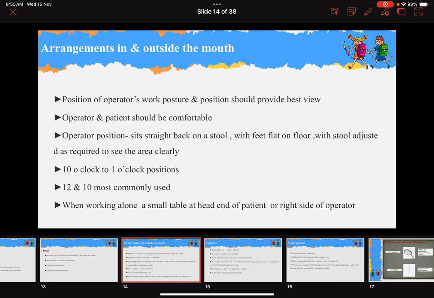Operator and patient should be comfortable. The operator sits with a straight back on a stool with feet flat on the floor, with the stool adjusted as required to see the area clearly. The 10 o'clock to 1 o'clock positions, and 12 and 10, are the most commonly used positions. When working alone, use a small table at the head end of the patient or on the right side of the operator.